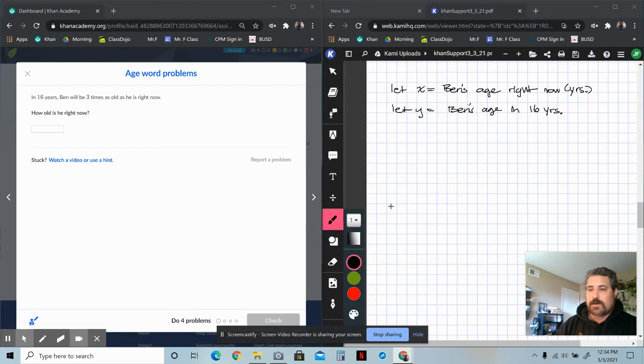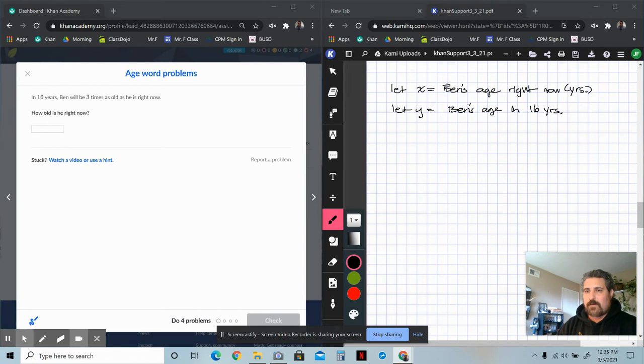So the first thing you want to do is define your variables. This one says, in 16 years, Ben will be 3 times as old as he is right now. Okay, so let's let X equal Ben's age right now because we're going to input that. And we know that it's going to help us figure out his age in 16 years, basically, right? So it says, in 16 years, Ben will be 3 times as old as he is right now. So if we were to input his age right now, we could times it by 3 to get the age in 16 years and vice versa.